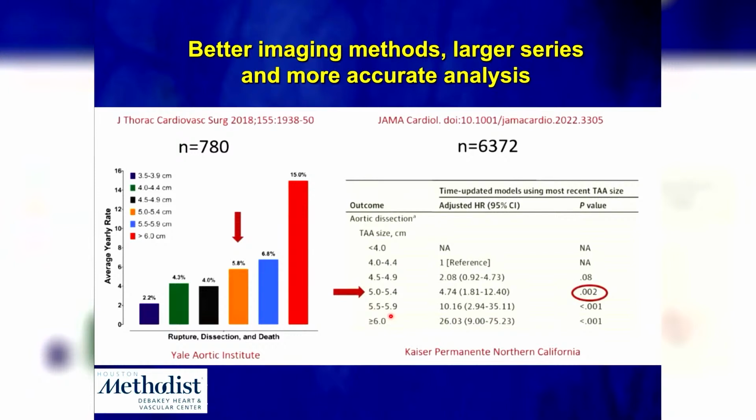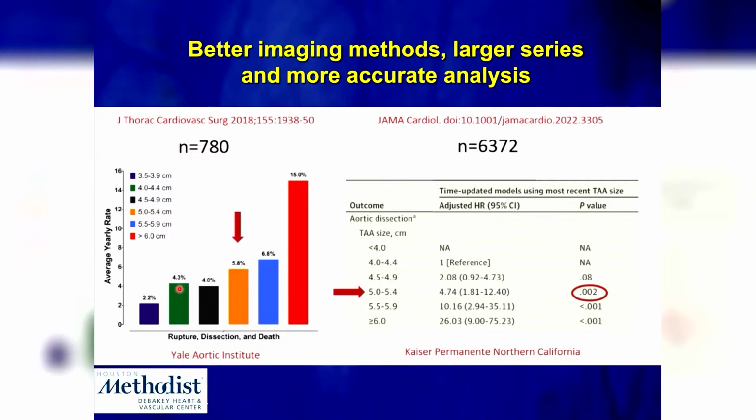Now we have better imaging methods, larger series, and more accurate analysis. If we take a look at these 2 papers, in this first one the y-axis is the average yearly rate, and you can see here the rupture, dissection, and death. The risk between 5 to 5.5 centimeters is around 5.8%. But the risk is not 0 if your aorta is less than 5 centimeters. Between 4.5 and 5 centimeters, you have a 4% risk.